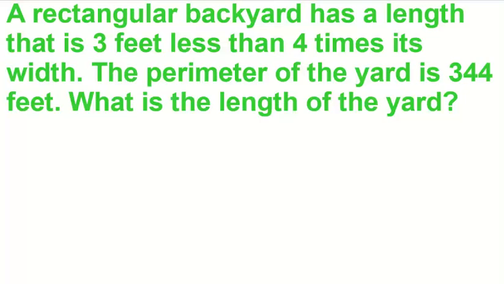Let's look at another one. Y'all give this a try. Get your two equations first. Everybody get the two equations. So we got a rectangular backyard, a length that is 3 feet less than 4 times its width, and the perimeter of the yard is 344 feet. We need the length of the yard.